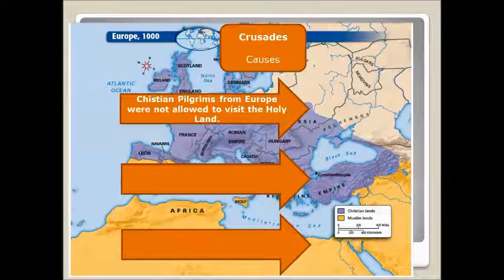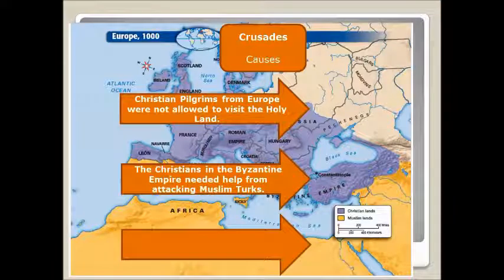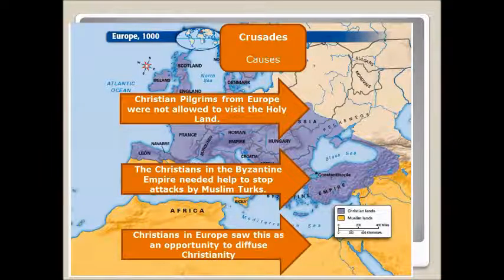So what caused the Crusades? Well, our first cause is Christian pilgrims, the ones in the purple area, are trying to visit the Holy Land in the bottom right corner. And the Muslim Turks that were controlling the area at the time were not allowing them. Second, Christians in the Byzantine Empire, which is there on the right by Constantinople, were being attacked by Muslim Turks, and they wanted help from the Catholic Christians in the rest of the Holy Roman Empire in France, etc. So they were asking for help. And third, Christians in Europe saw this as an opportunity to diffuse Christianity, or to spread it to the Middle East.